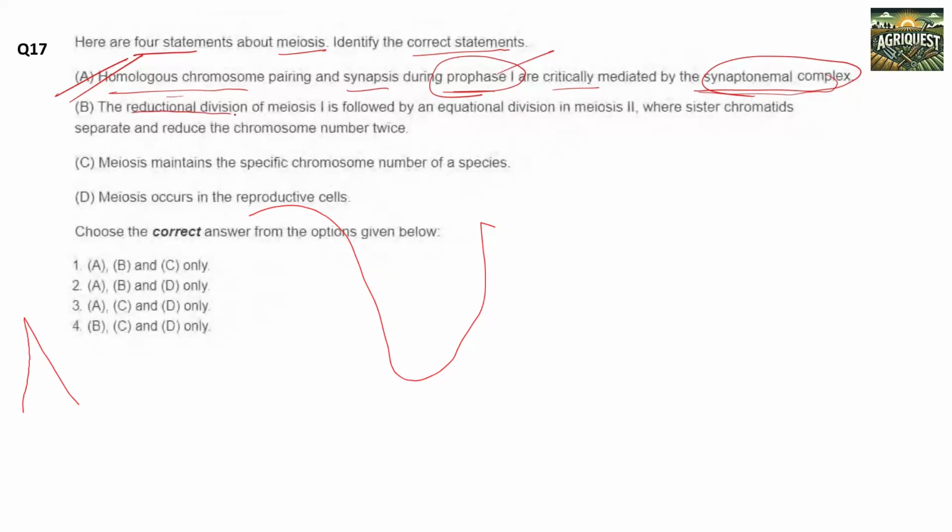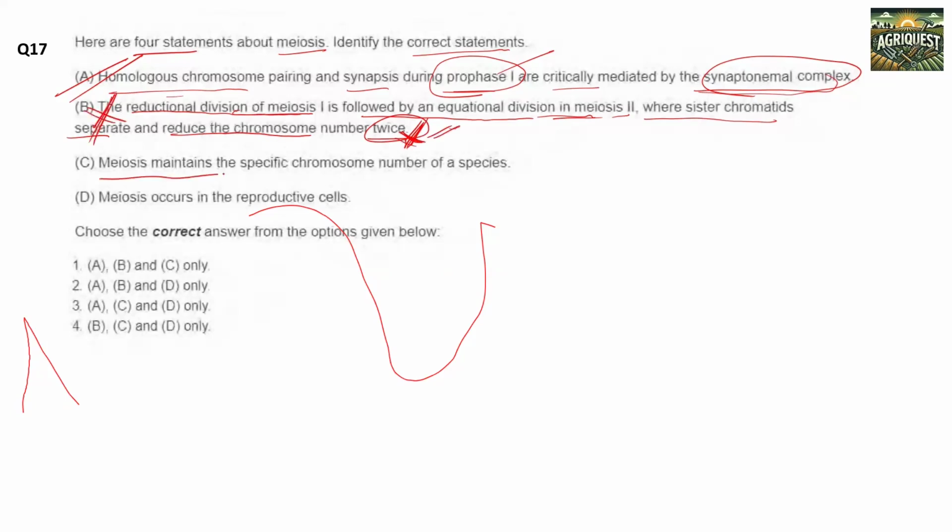Reductional division in meiosis 1 followed by equational division in meiosis 2, this portion is correct. But where sister chromatids separate and reduce the chromosome number twice, it is incorrect. Reduction happens only one time. So the second option is correct. B option is incorrect. First option is correct.